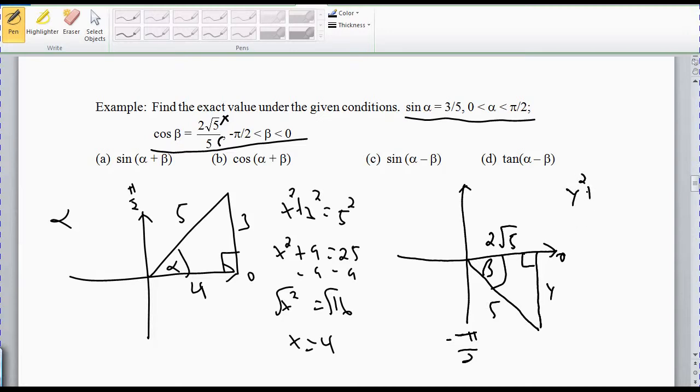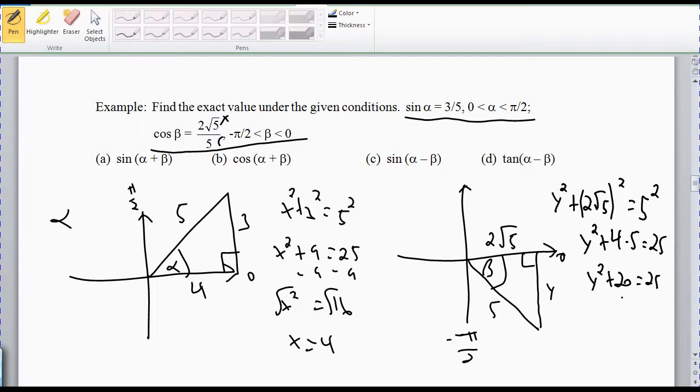So I'm going to use y squared plus 2 square root of 5. I don't know what that is. Can you see that? Can you read that? I can't read that either. Y squared plus 2 square root of 5. Let's square all that. Equals 5 squared. So we have y squared plus 2 squared is 4. Square root of 5 times square root of 5 is 5. Equals 5 squared is 25. So y squared plus 20 equals 25. Subtract 20. Y squared equals 5. And square root, we get y equals square root of 5.